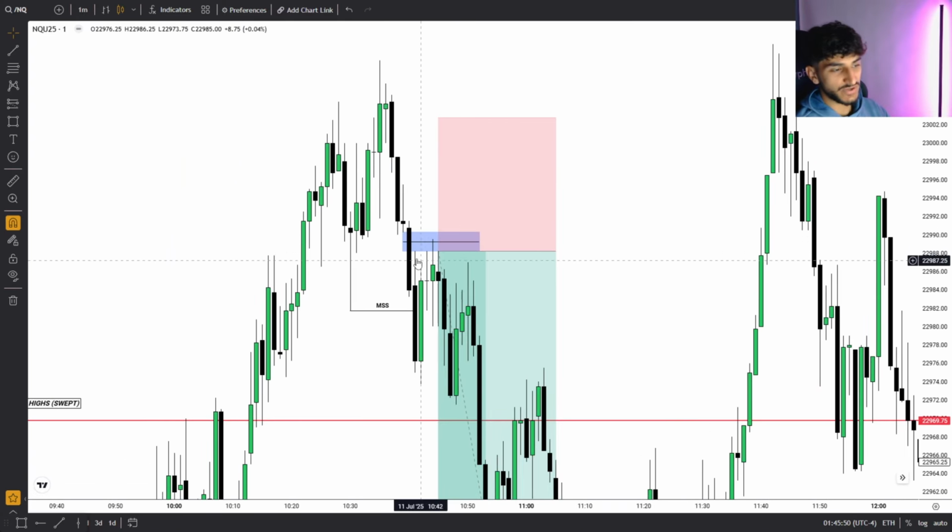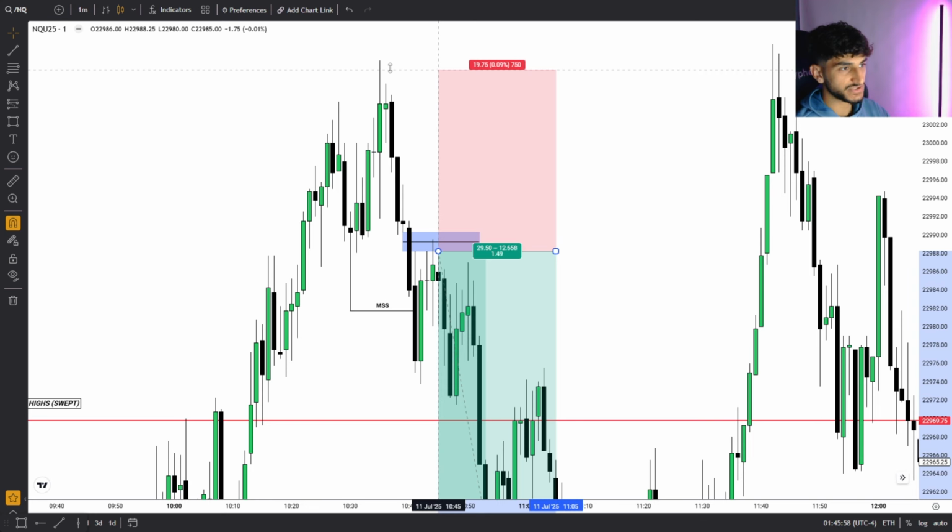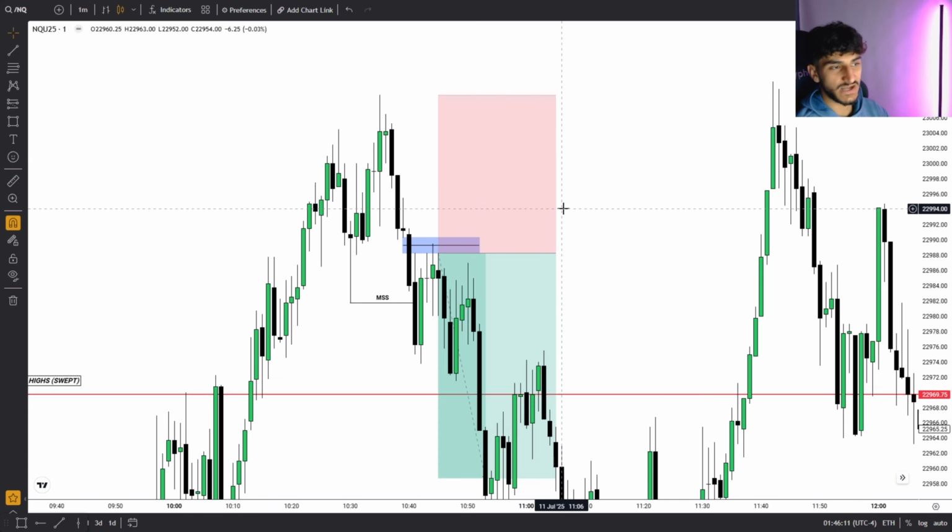Now, as soon as we execute the trade going short, we need to place our stop loss. Our rule is we need to place our stop loss above the nearest swing high. In this scenario, it's going to be right here above the nearest swing high, and we're going to be covering 20 handles and 3/4, which is great because it is under 30 handles.